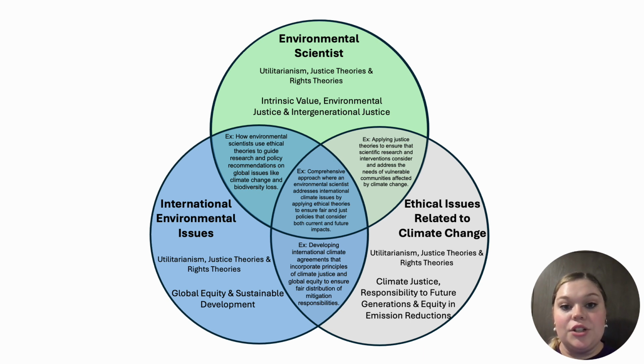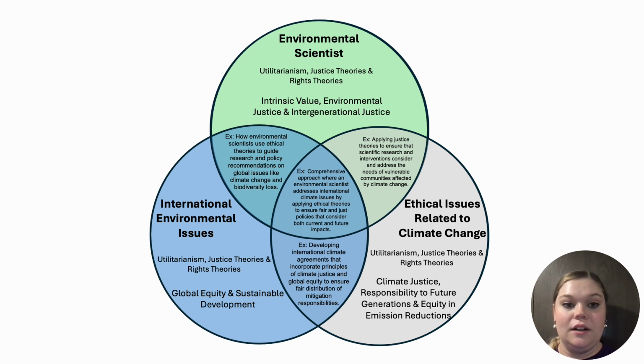In the ethical issues related to climate change circle, we see utilitarianism, which helps balance economic growth with the need to reduce emissions. Rights theories, protecting vulnerable populations' rights to a stable environment. Justice theories, central to climate justice, ensuring that marginalized groups don't bear the brunt of climate impacts.